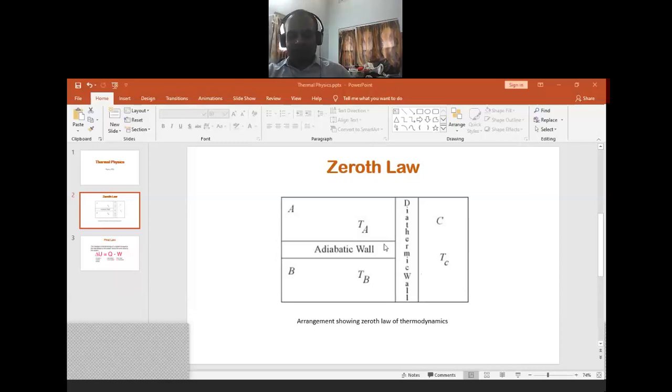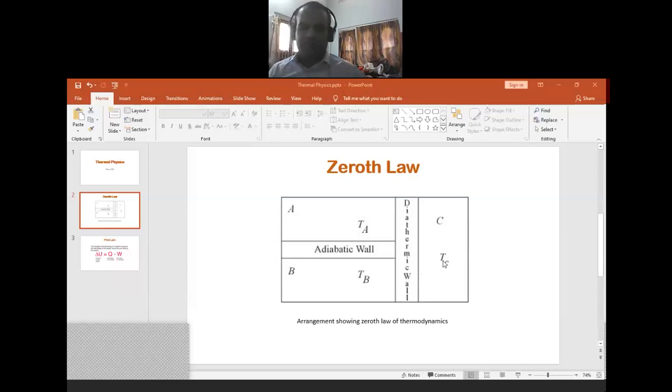So now B and C are in thermal equilibrium, so B's temperature is equal to C's temperature. That means you write TB is equal to TC. And suppose this is equation number 2. So TA equal to TC was equation number 1, and here we have TB equal to TC as equation number 2.